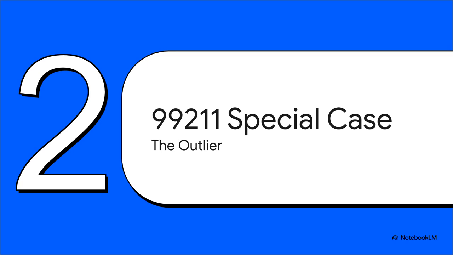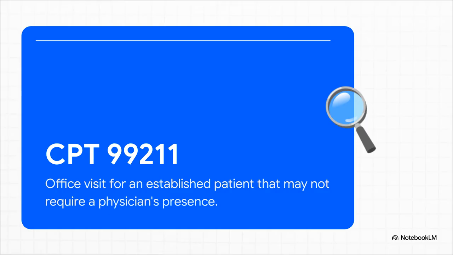Now, let's talk about a major outlier, the 99211 special case. We've got to address the one established code that breaks basically all the standard rules we're about to learn, CPT 99211. This is an office or outpatient visit for an established patient that might not even require a physician or qualified healthcare professional to be present. You'll often hear this called the nurse visit because it's a unique clinical staff service performed under supervision. What you absolutely need to remember here is that the standard medical decision-making, or MDM, and provider time thresholds, they do not apply here. No way. 99211 stands entirely on its own.